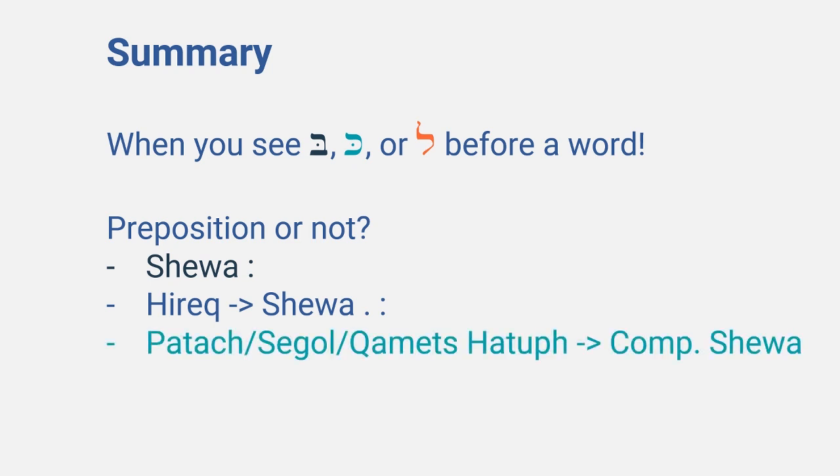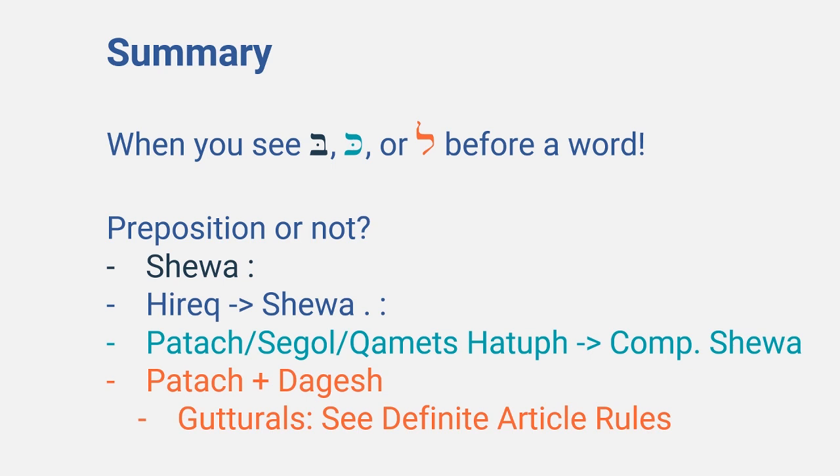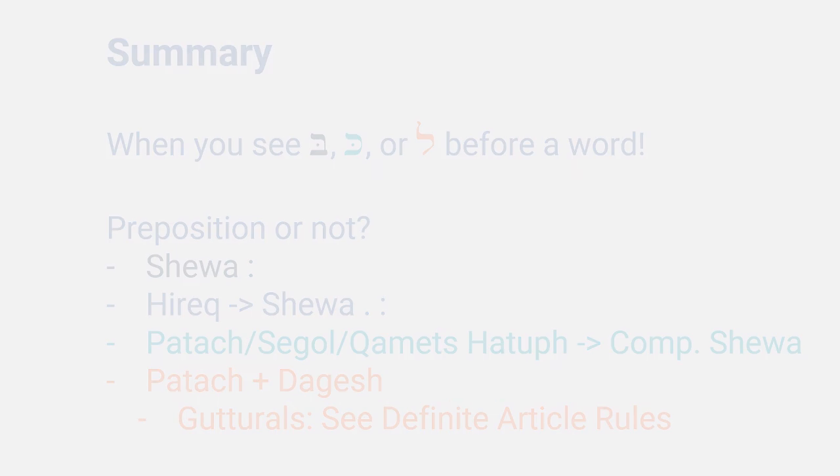Is there a patach, segol, or kametz chatuf underneath it, followed by a similar sounding composite shewa? Again, more likely. Is there a patach underneath it and a dagesh in the following consonant? Or is the following consonant a guttural and the rules for the definite article are followed? Then it is again more likely that this is a preposition with a definite article. If you're still not sure, just get a dictionary and look up the word with and without the initial beit, kaf or lamed.